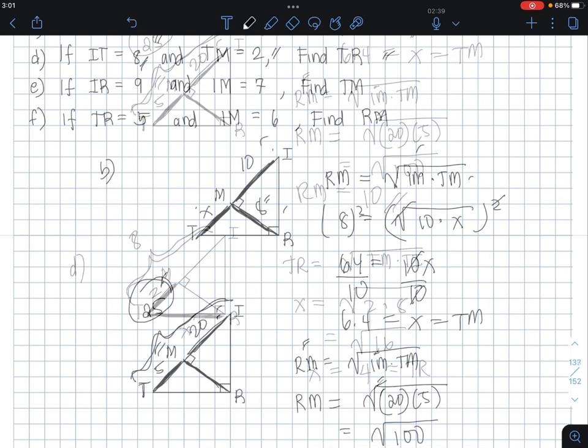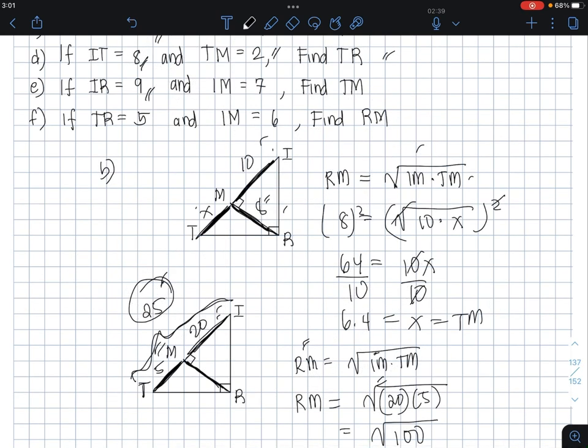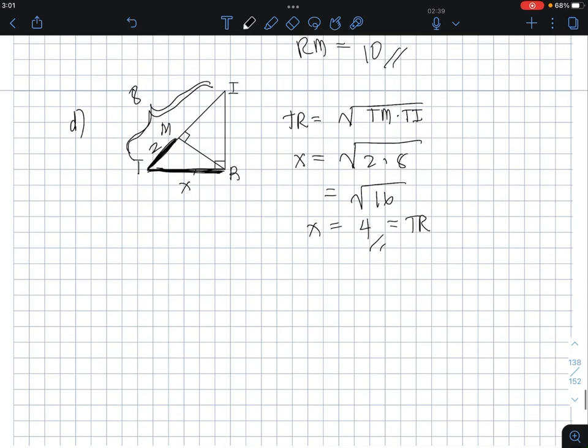Okay? Next for E, we have IR is equal to 9, IM is equal to 7, find TM. So, copy uli natin yung figure.